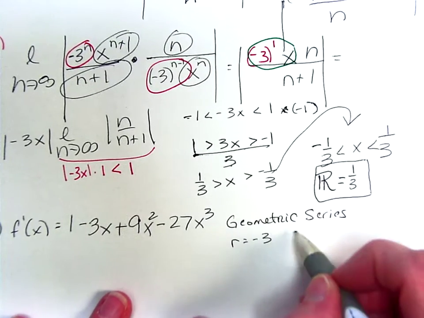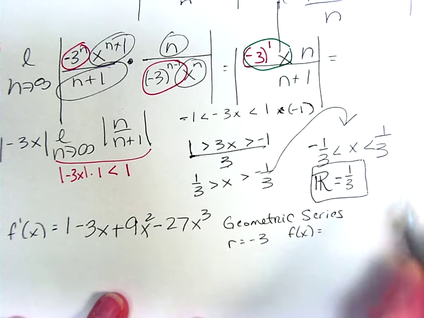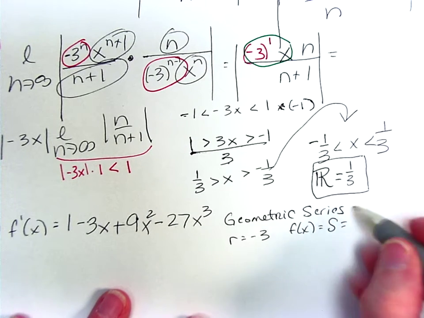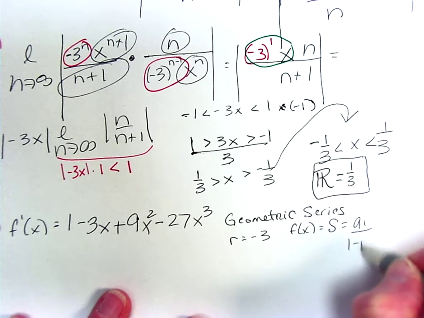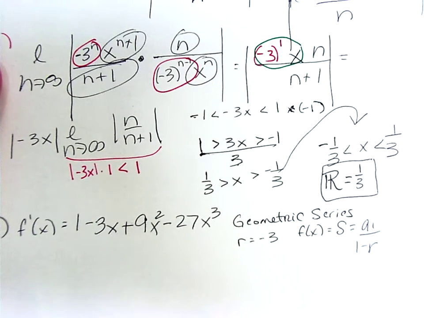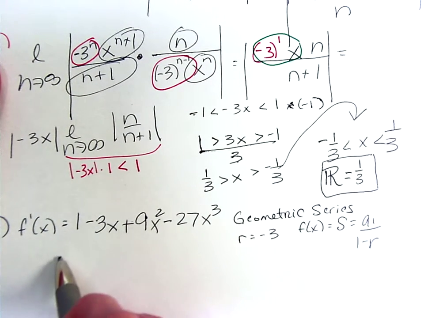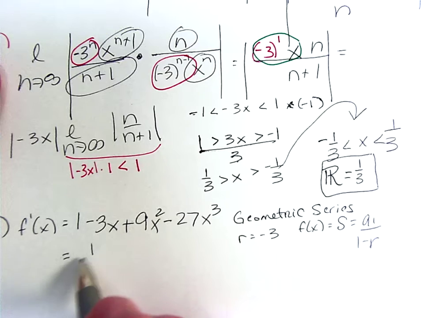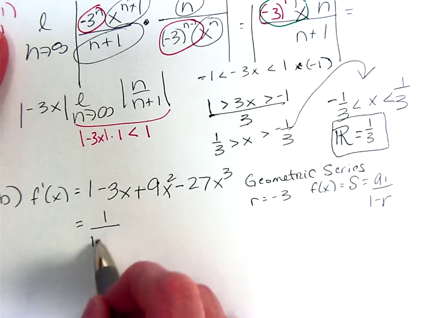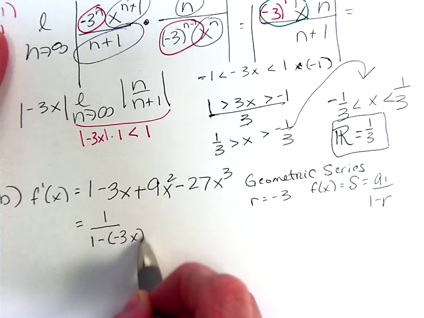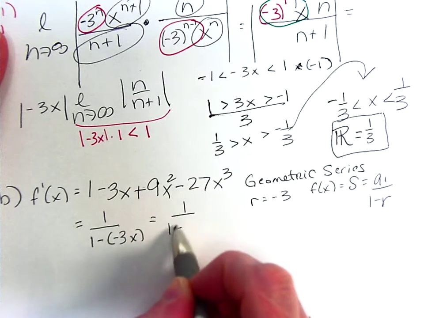And to find a function, we use the sum of the series equation, a1 over 1 minus r. That's all they're asking you to do. So all you have to do is say the first term, 1, over 1 minus negative 3x. This is all they're asking for. Done.